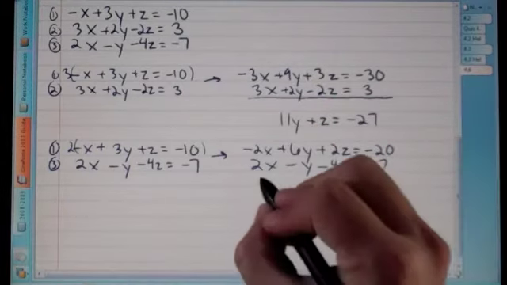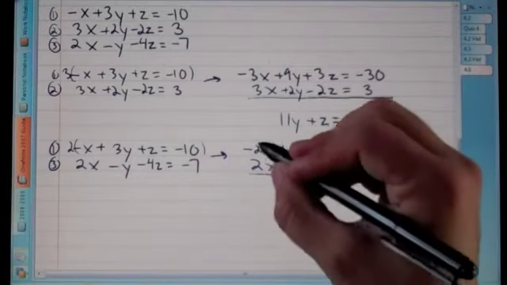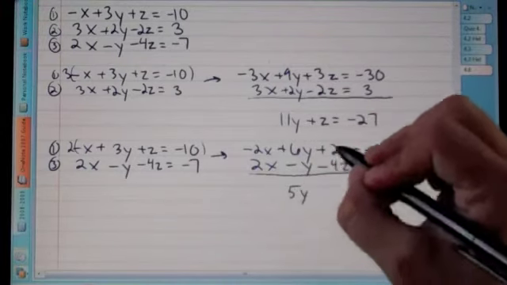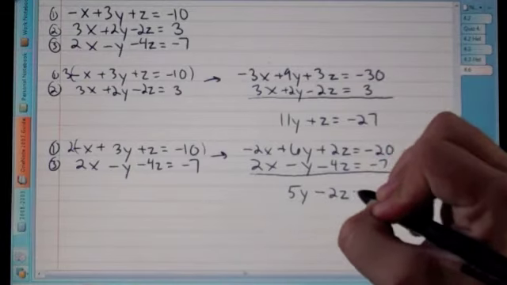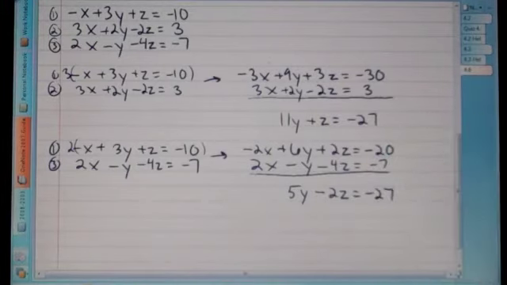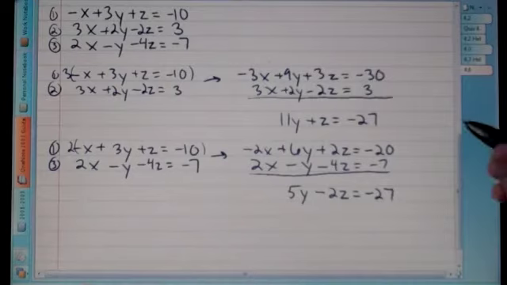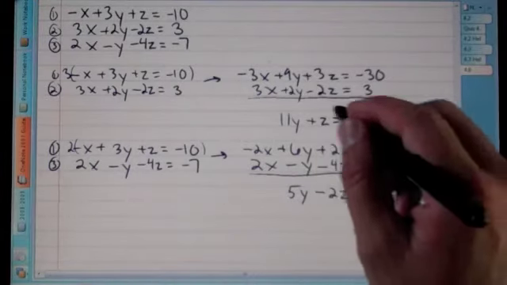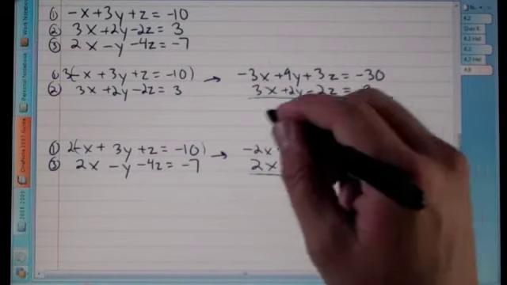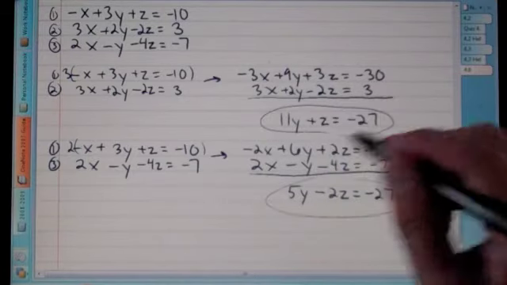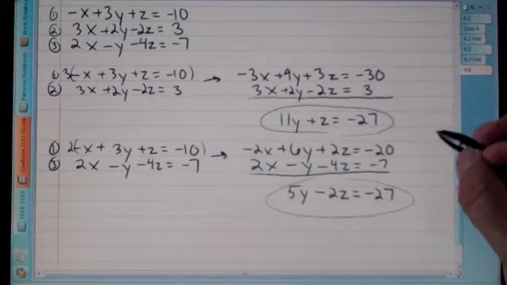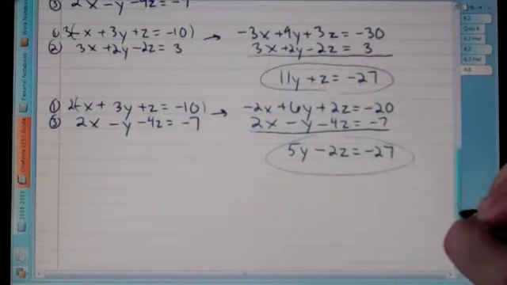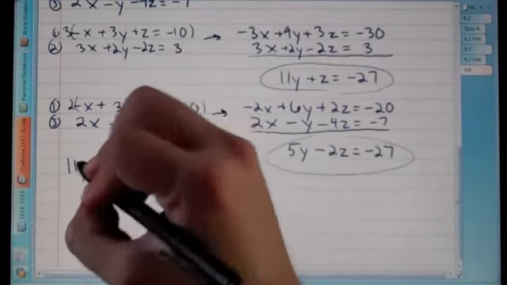Okay, so now when I add down, I get negative 2x plus 2x cancels out. I'm left with 5y minus 2z is equal to negative 27. Alright, so now I have two equations with y and z. So what I'm going to do is set those up. Again, each of these problems takes quite a bit of time. Expect these problems to take quite a few steps. So I'm going to line those two up.